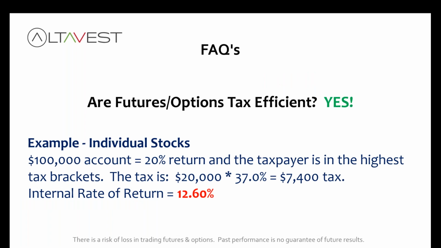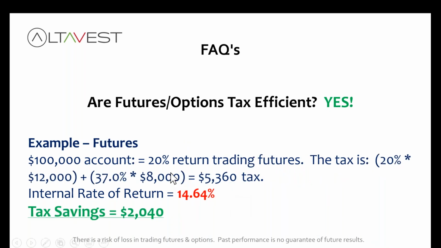So let's not go through all the numbers, but if you're trading individual stocks in this example, you get a rate of return of 12.6%. In this same example, you trade futures, your rate of return is 14.64%. You save over $2,000 in taxes in this example, simply because you're trading with futures options. So it's a huge difference. It makes a big difference, the tax efficiency.